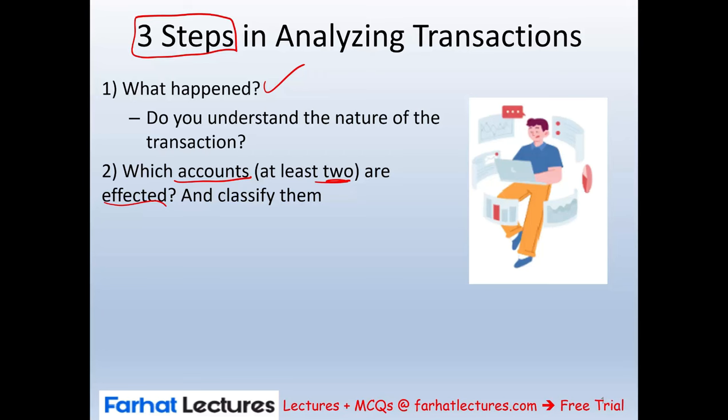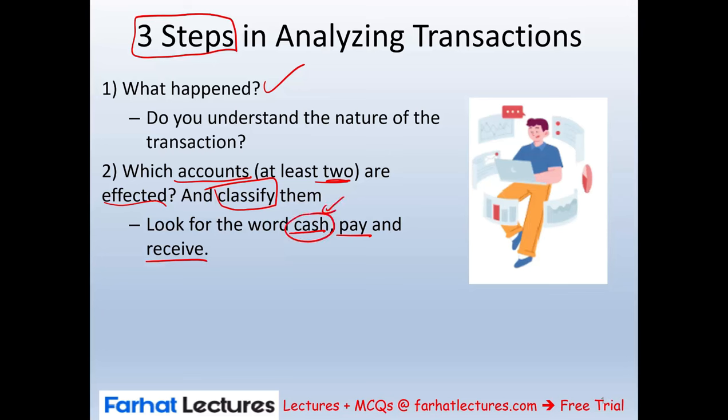After you determine which accounts are affected, you need to classify them. What do I mean by classify them? I'm going to tell you in a moment. So when you identify the accounts, look for the words cash, pay, and receive. If you see the word cash, it means cash is one of the accounts. That's easy. If you see the word pay, it's also cash. If you see the word receive, it's also cash. So whether you see pay, receive, or the word cash, you identified at least one of the two accounts, which makes it easy for you to identify the other account.